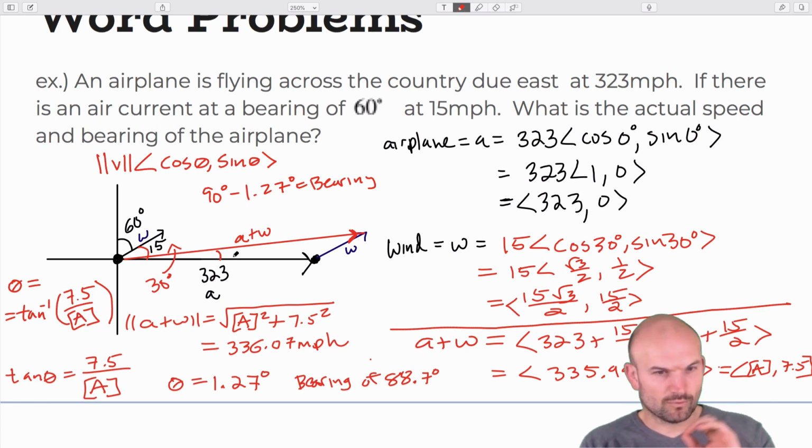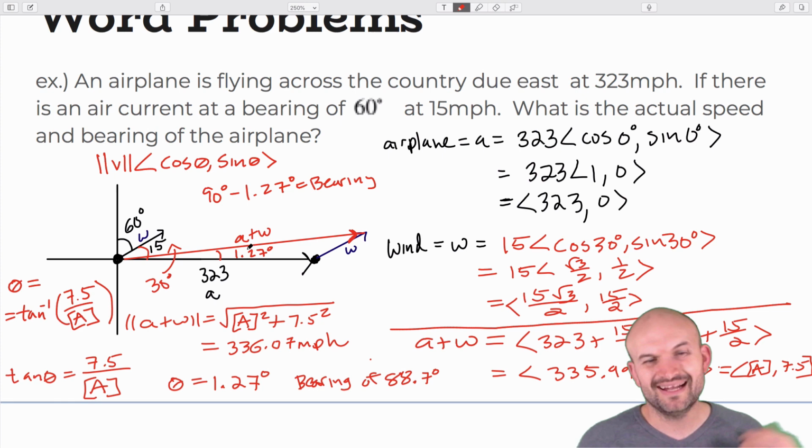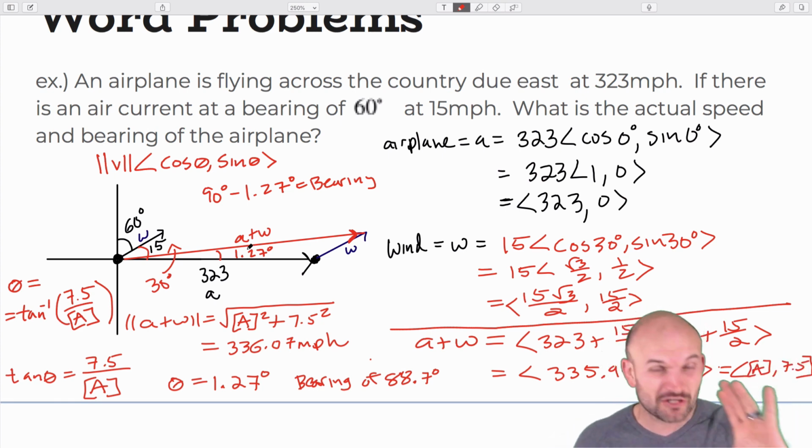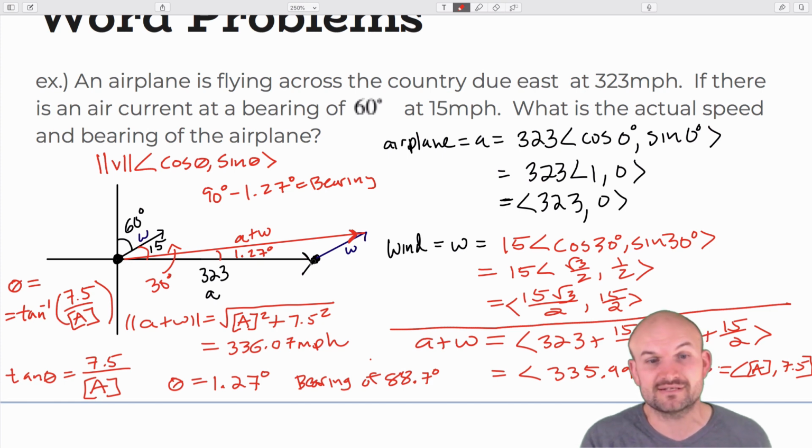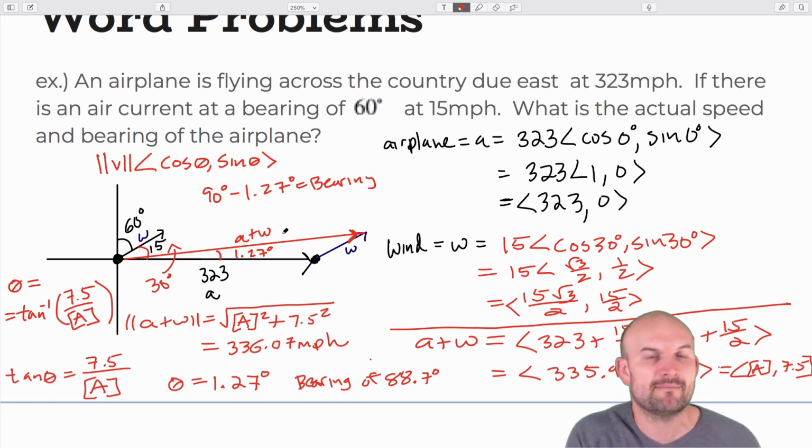Right? Because again, the 1.27 is just giving you this angle down here. Very, very small. Now again, that's a really small angle, but it makes sense. You're going 323 miles per hour. That's really, really fast, and there's only a wind at 15 miles per hour. So yeah, it's going to take you off course, but you have so much speed going horizontally that it's not going to take you that much off course.